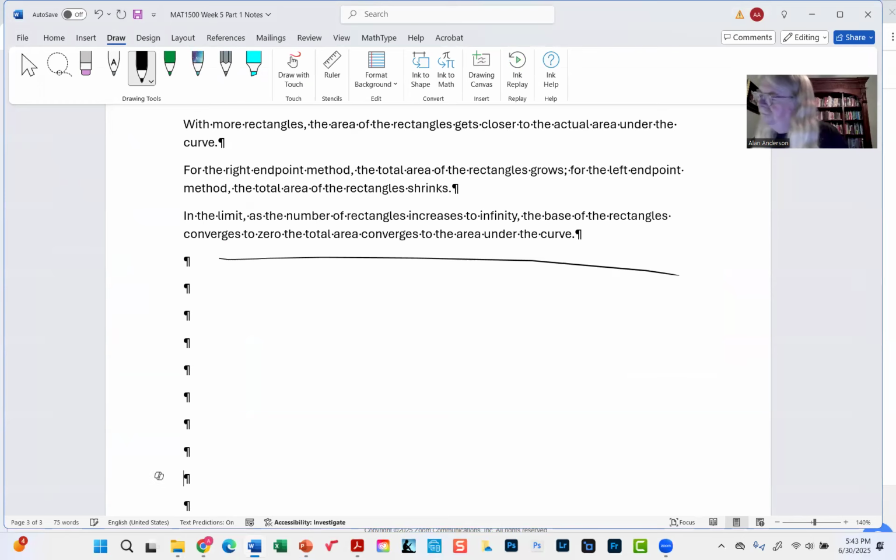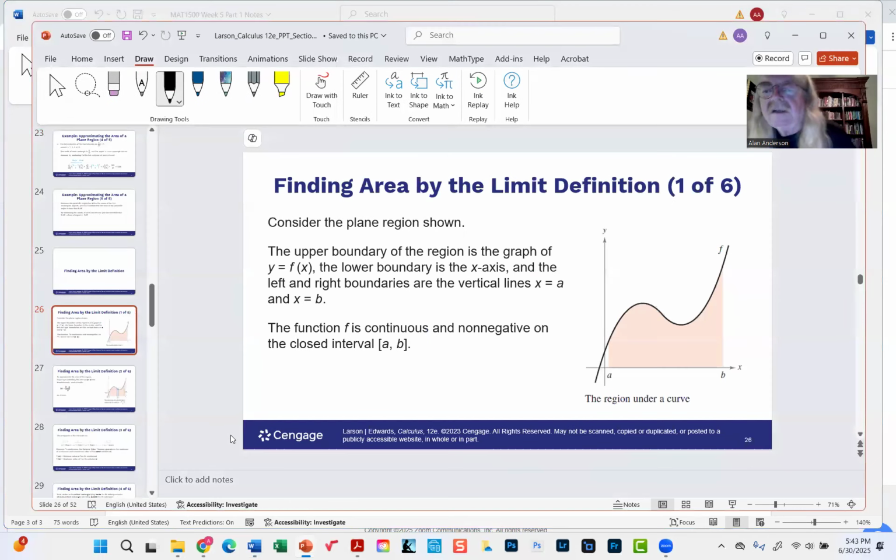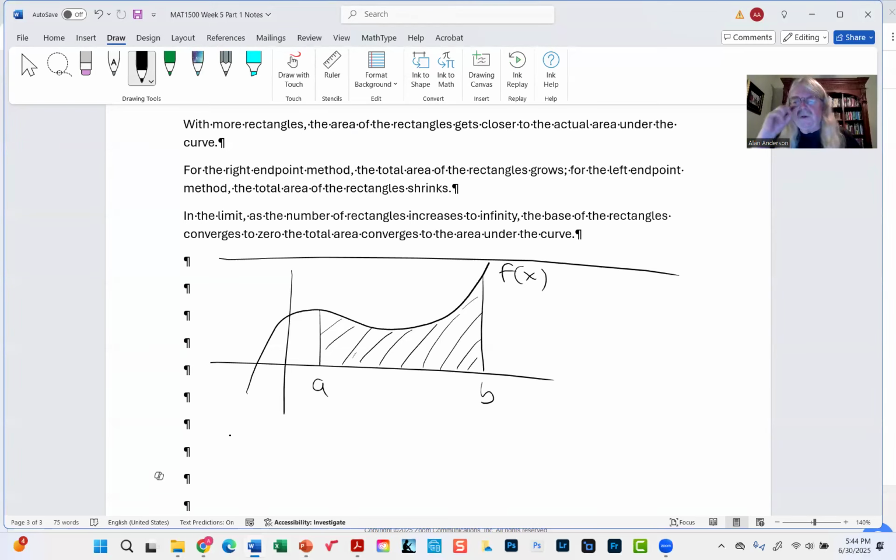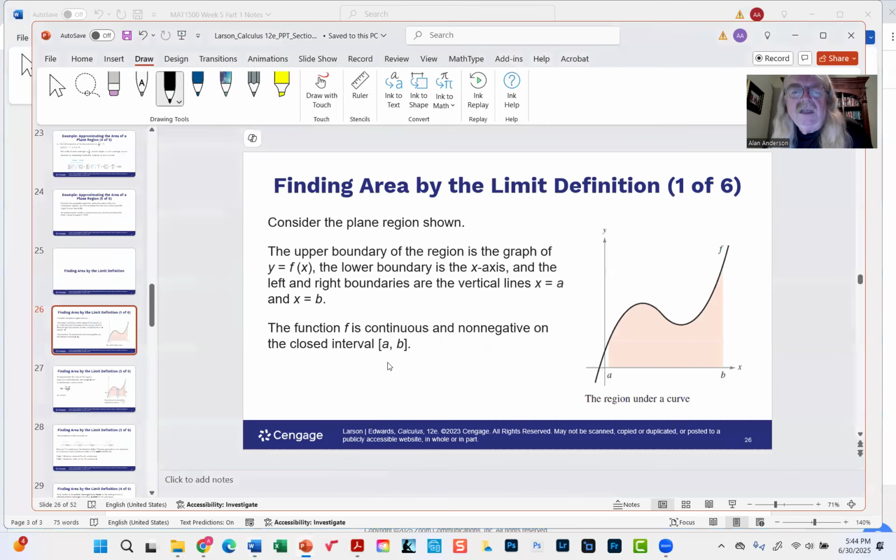So between these two endpoints, this is what we're looking for. And again, it doesn't have a standard shape. We don't have a formula. So we'll end up using our rectangle approach.